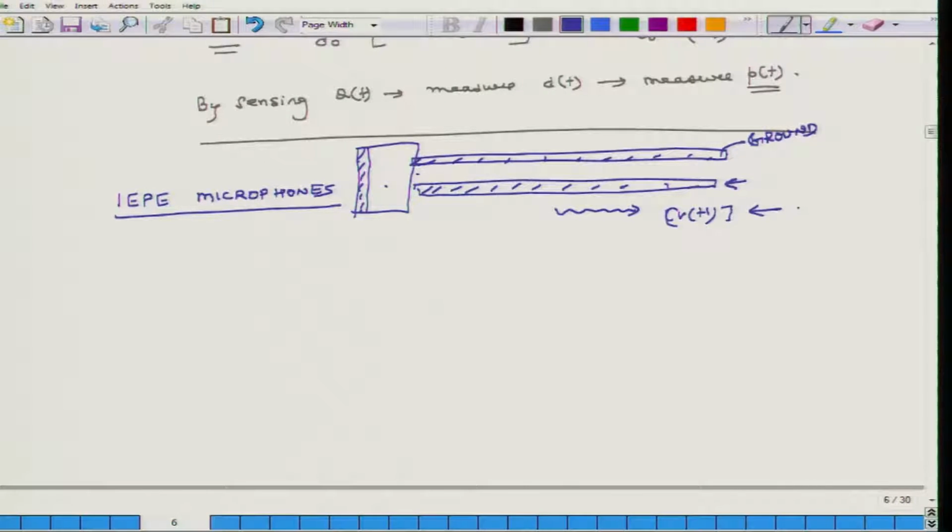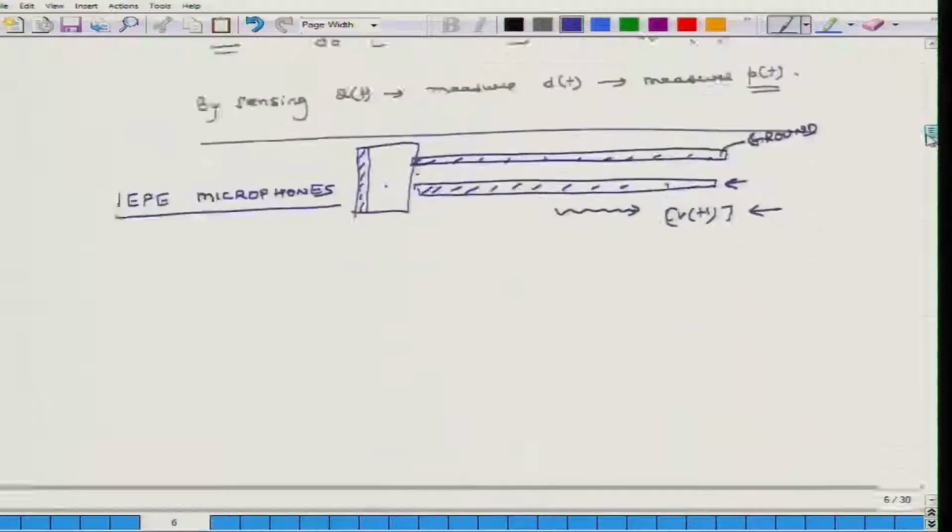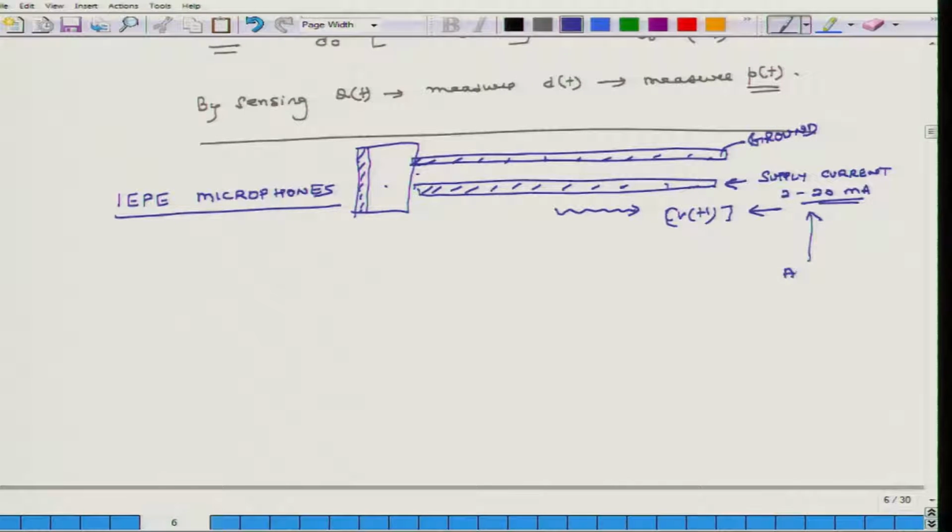So, this is the voltage which we want to sense, and then you excite the system, which could be a capacitive sensor or a piezoelectric sensor, by putting in some supply current. And this is typically in between 2 to 20 milliamperes. This supply current for IEPE microphones is provided by the ADC itself.